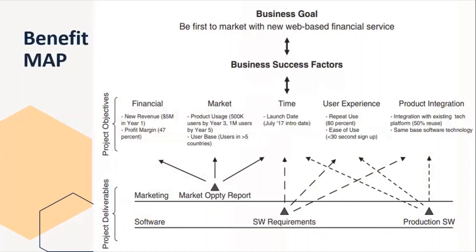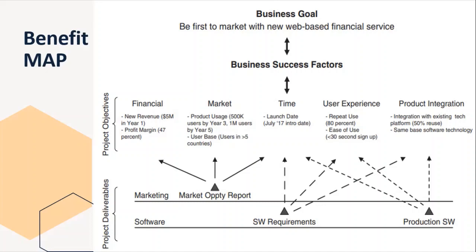Here is a benefit map. You can see here on the top is the business goal. What is the business goal? It is an example of a benefit map. What is the main business goal? Be first to market with the new web-based financial service. Now, what are the main business success factors? In the second layer, you see the business success factors, and in the third layer, you have the project objectives.